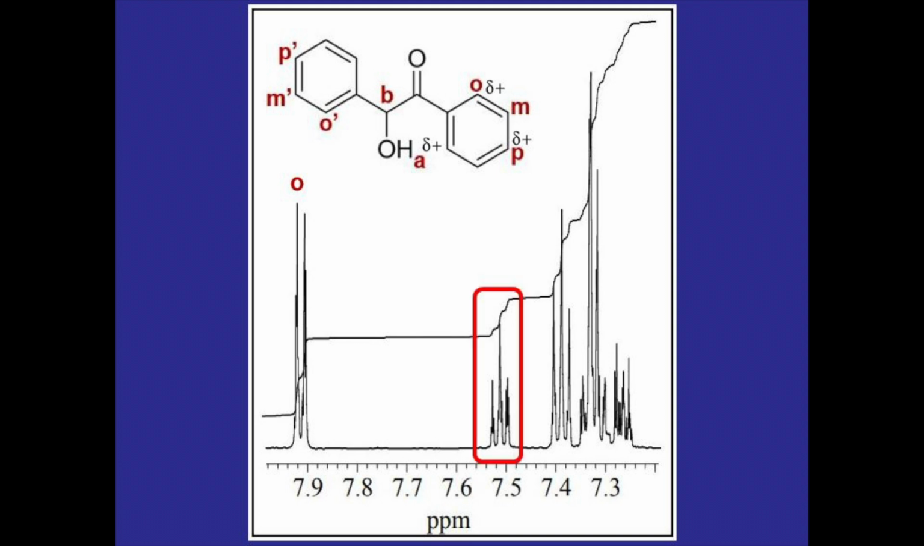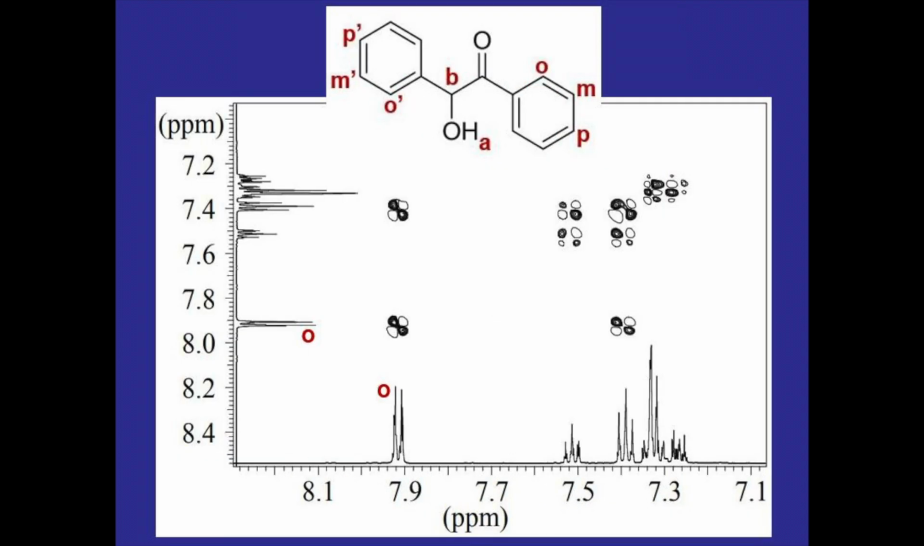It's a clear triplet with an integration that looks to be about half the size of the integration for hydrogen O, so it would be an integration of 1, plus it's the next most deshielded hydrogen, so we could argue that that would be hydrogen P. But the 2D NMR takes away all argument or debate and can tell you exactly which hydrogens are which, so I'm going to show you how to use that.